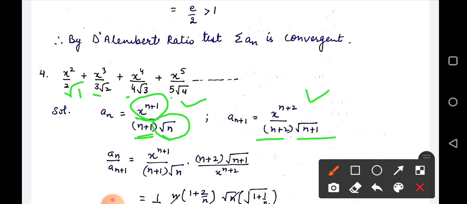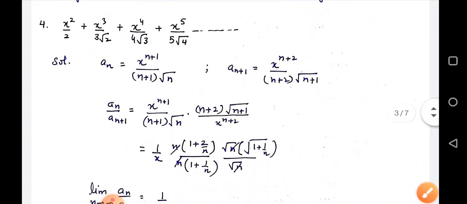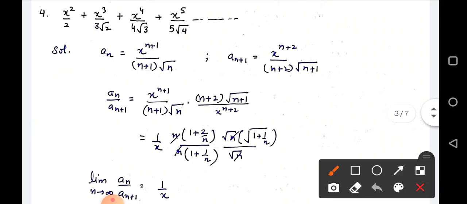So we have the ratio an upon an plus 1 as this. So here if we cancel x to the power n plus 1, you are left with 1x in the denominator. And for the rest, take n common from here, this cancels with this. From below take n common, so it is 1 plus 2 upon n, and here it is 1 plus 1 by n.